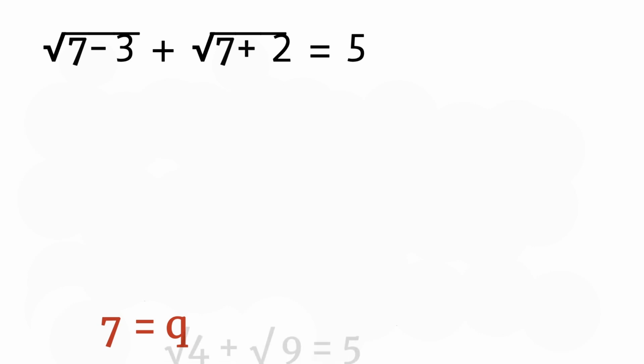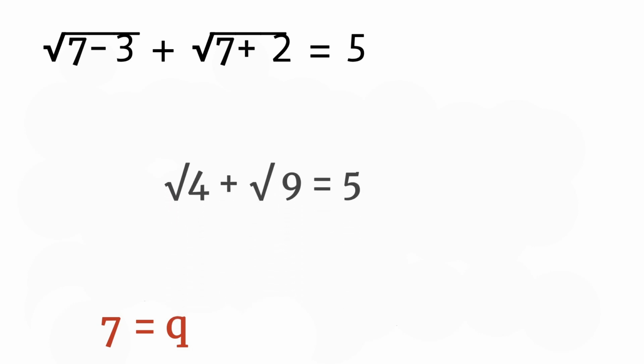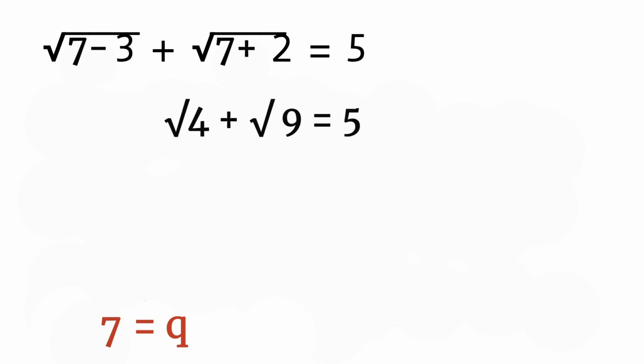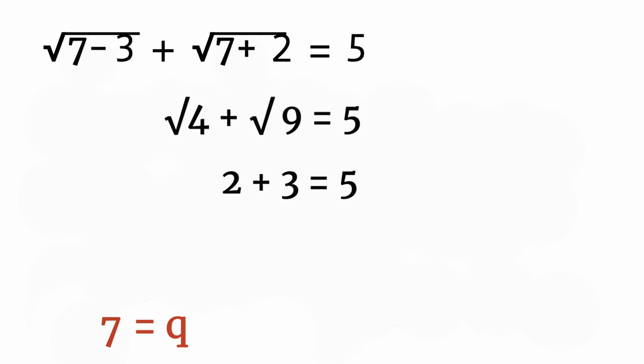Root of 7 minus 3 is equal to square root of 4, plus square root of 7 plus 2 is equal to square root of 9, which is equal to 5. And yes, of course, it is equal to 5. Why? Because root of 4 is 2, root of 9 is 3, 2 plus 3 is equal to 5, and we get the same answer. We got the correct answer, the right answer there.